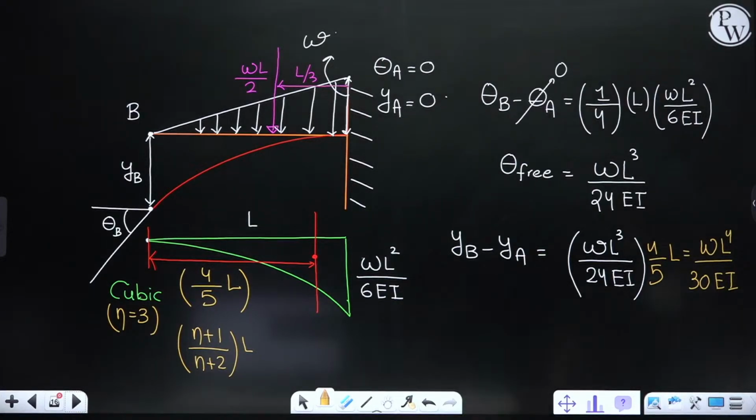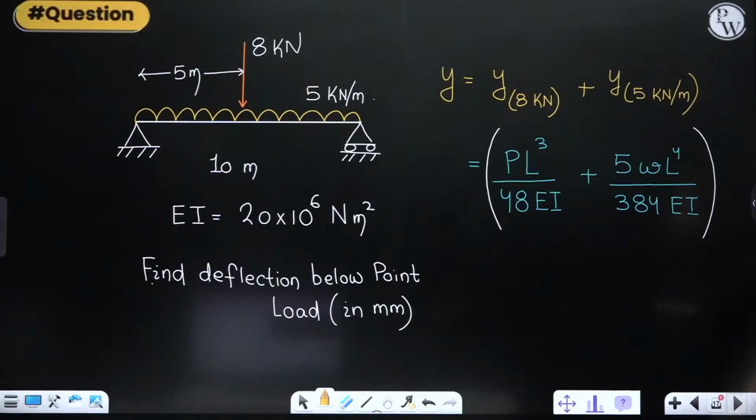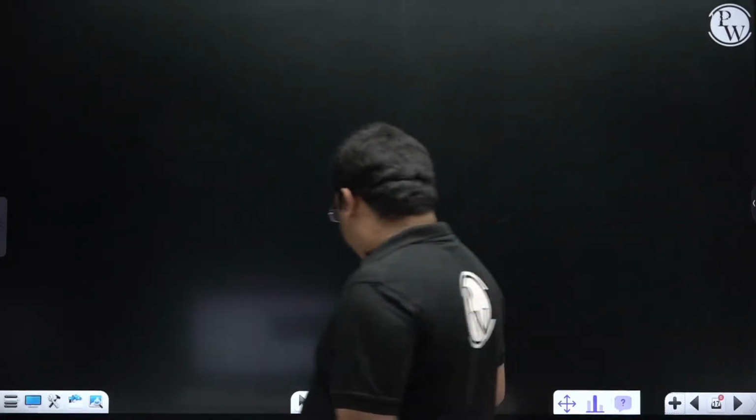Everything we derived. Yes. And these two were a little similar, but the difference was that it was cubic, so the area was different. And also the distance of the centroid was different. So if I conclude here, then we'll solve some questions.